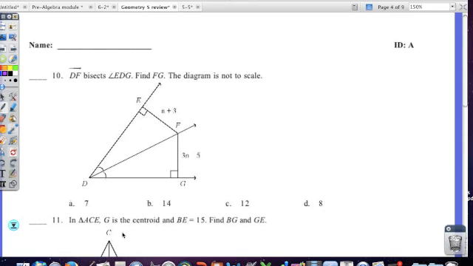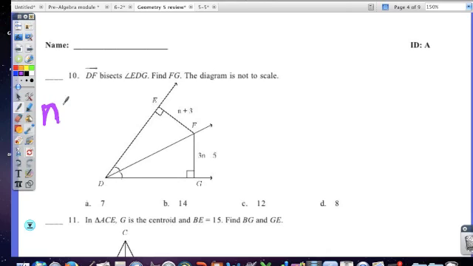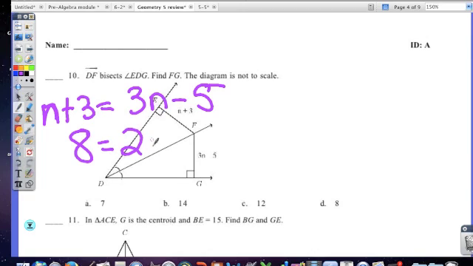DF bisects EDG. Find FG. The diagram is not to scale. So this problem is actually just like problem number 9, correct? These are going to be equal. Does that say n plus 3? Because the quality is really bad here. I need a new projector. And does that say 3n plus 5 or 3n minus 5? So if I add 5 to both sides, I'm going to get 8 equals 2n. N is equal to 4, but they wanted me in this case to find FG.